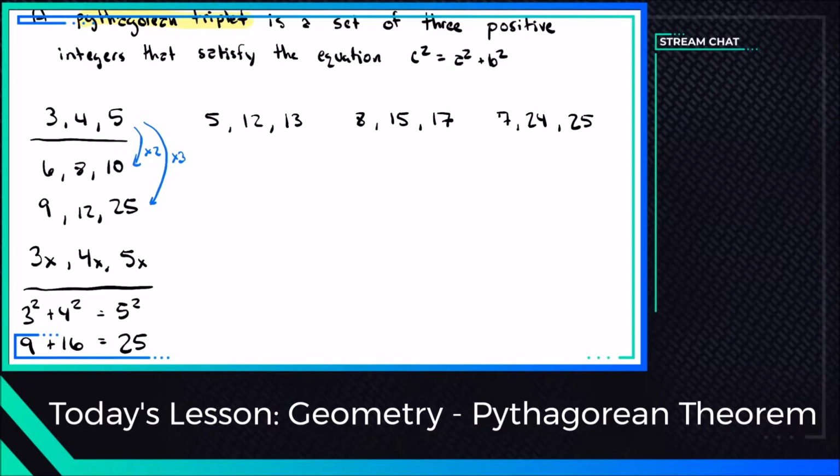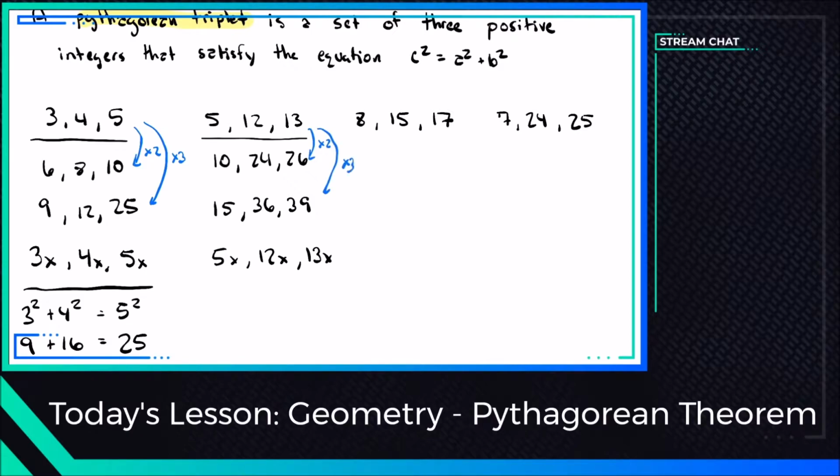So 5, 12, and 13, that can break down into 10, 24, and 26 if we multiply by 2. If we multiply by 3, that will be 15, 36, and 39. Or any combination of 5x, 12x, or 13x. So this first one we multiplied by 2. Second one we multiplied by 3. This third one down here we just multiply by x. And we can finish out this table here real quick. I just want to give you all the different combinations of Pythagorean triplets you might see.